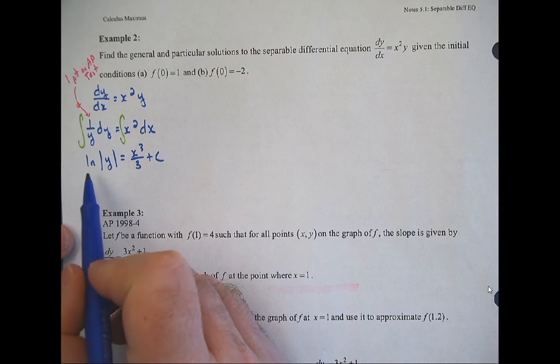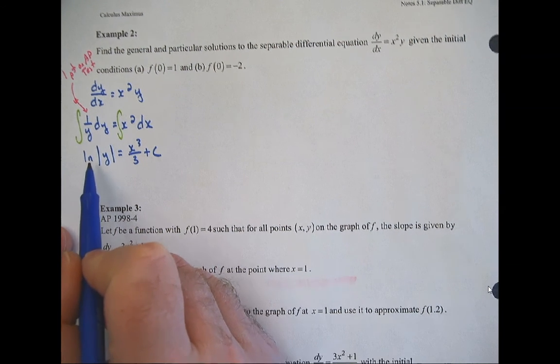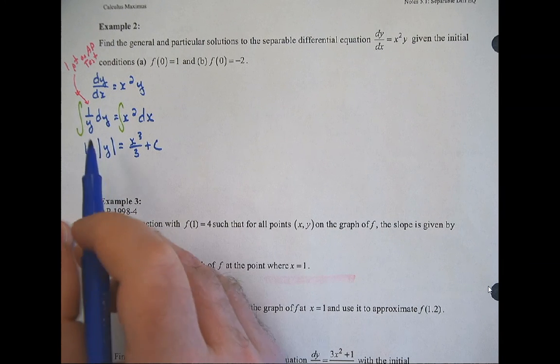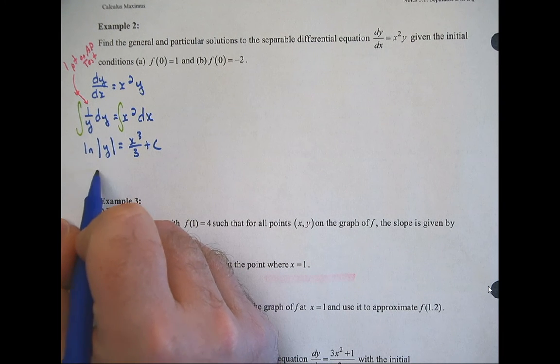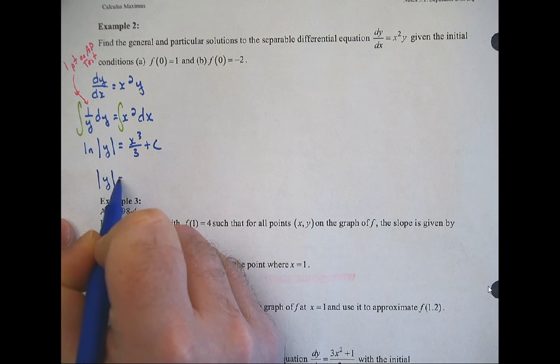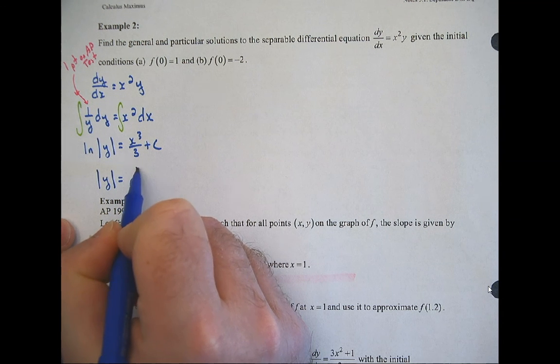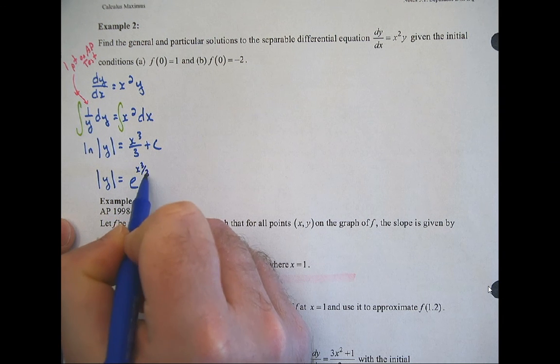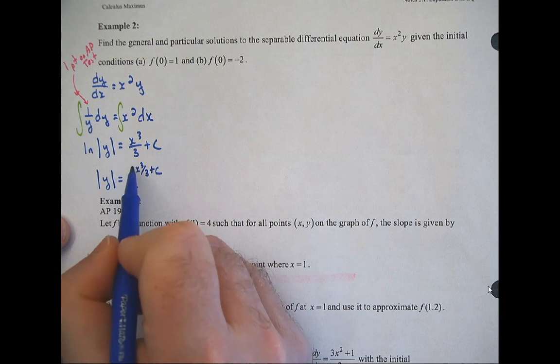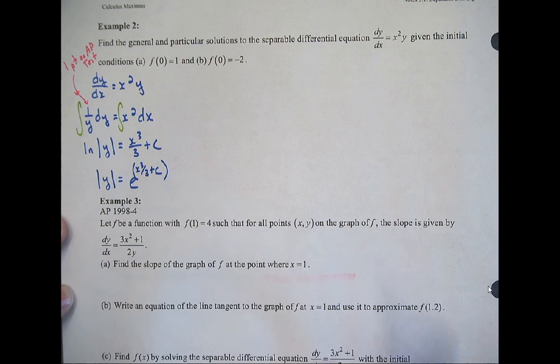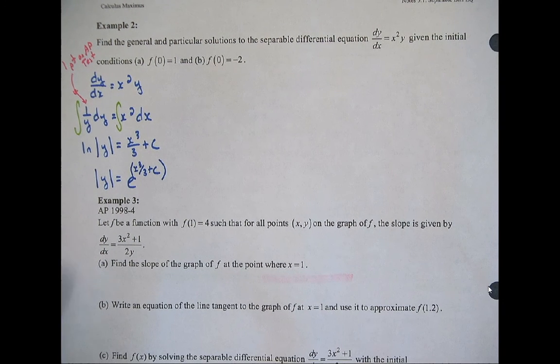Now this is going to take a little bit of work, so we need to get y by itself. So what kills natural log? Hopefully you said e to the. So now we get e to the x cubed over 3 plus c. And sometimes it's good to parenthesize that to show that that's all in your exponent. Now this is not a general solution at this point. This is not a general solution because we don't have y by itself.